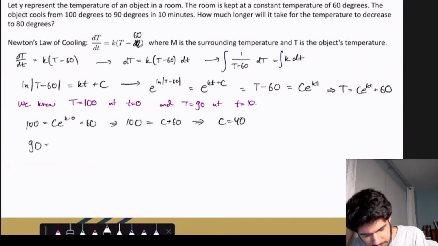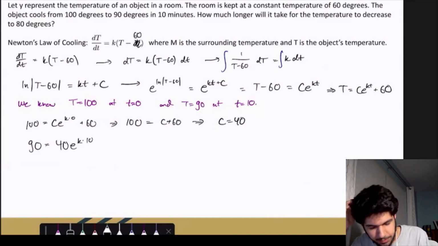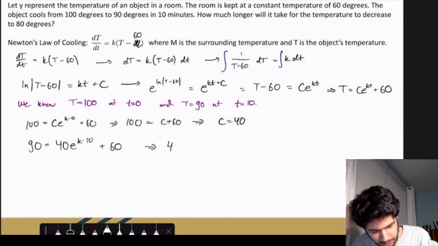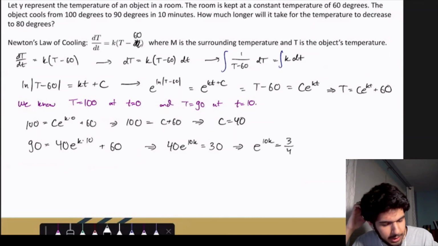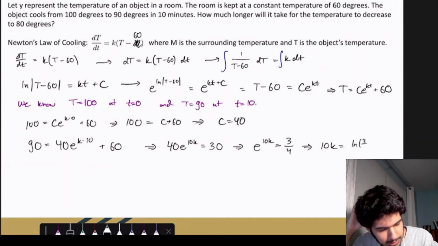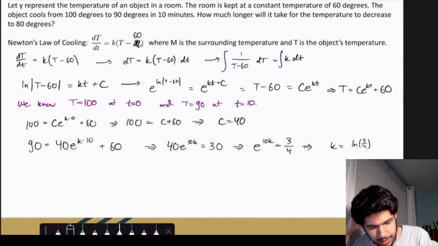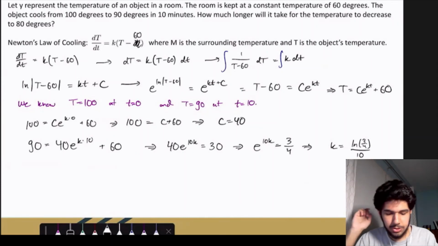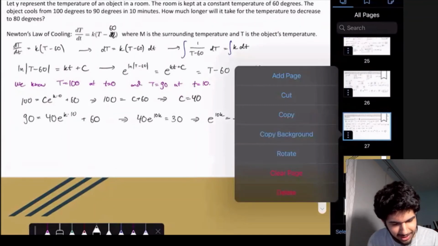So we have 90 equals 40e^(k times, t is now 10) plus 60. Okay, so that tells us 40e^(10k), or I'll just write it as 10k, e^(10k) equals 30. e^(10k) equals 30 divided by 40, which is 3/4. Take the natural log of both sides, get 10k equals ln of 3/4. And then divide both sides by 10, and that's our value of k. I'm gonna need an extra page, maybe.